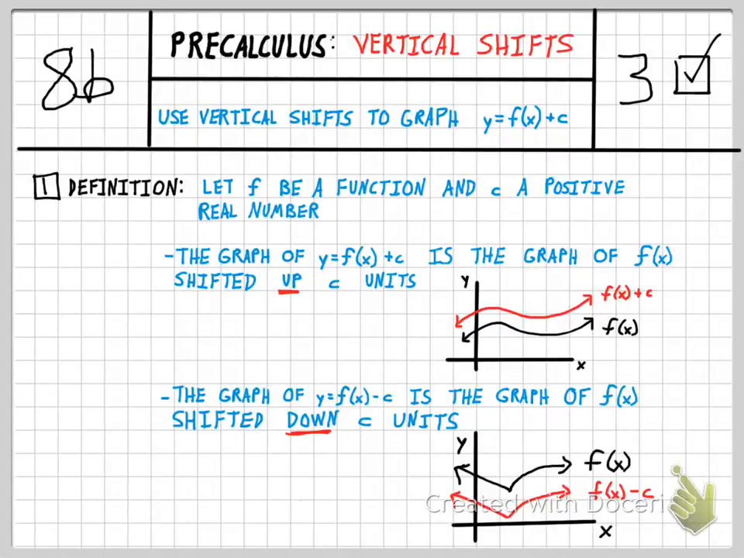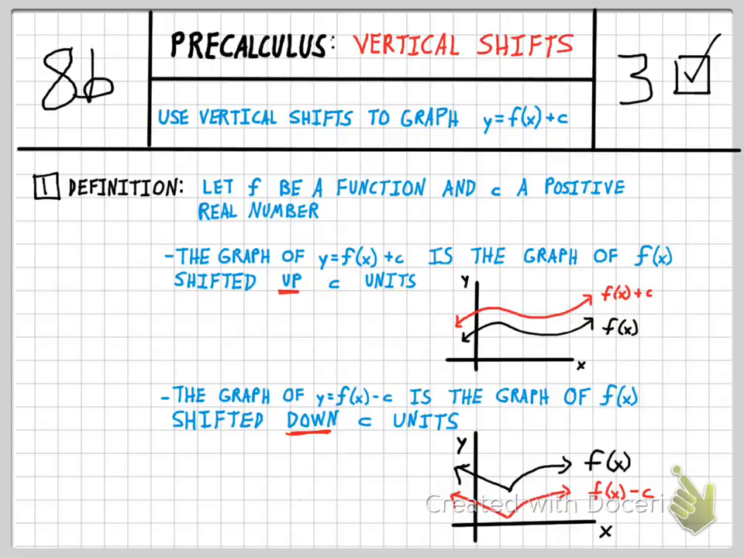This is Precalculus Concept 8b, vertical shifts. I'm going to start with, we've got 3 boxes, we're going to start with the definition. So, if f is a function and c is a positive real number, then the graph of f of x plus c is going to be the graph of f of x shifted up c units.